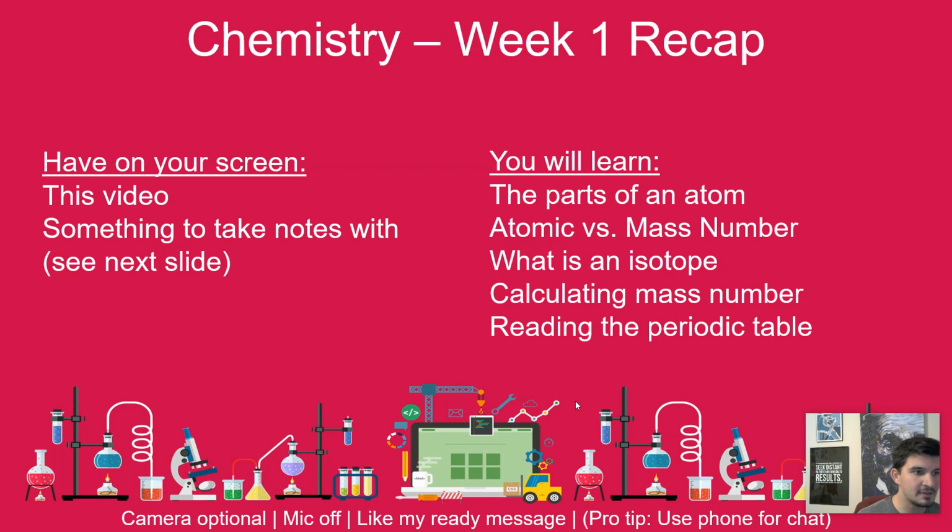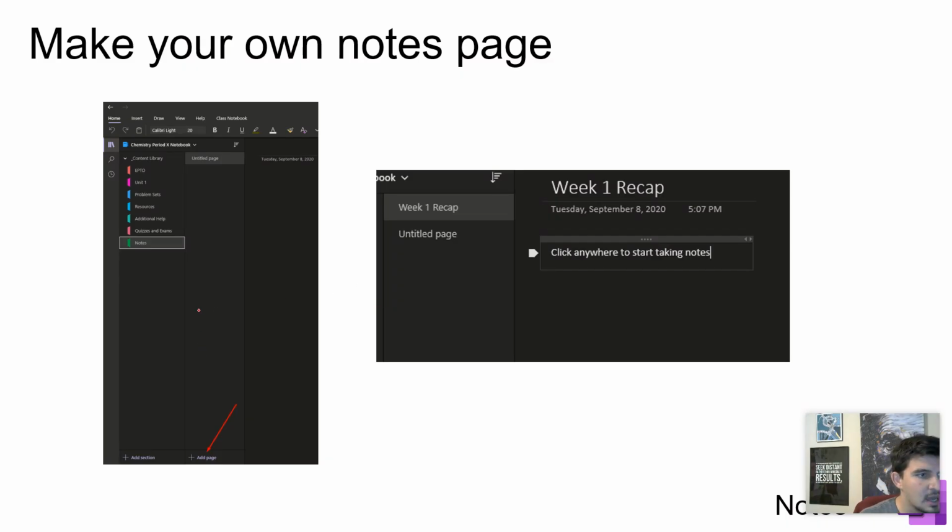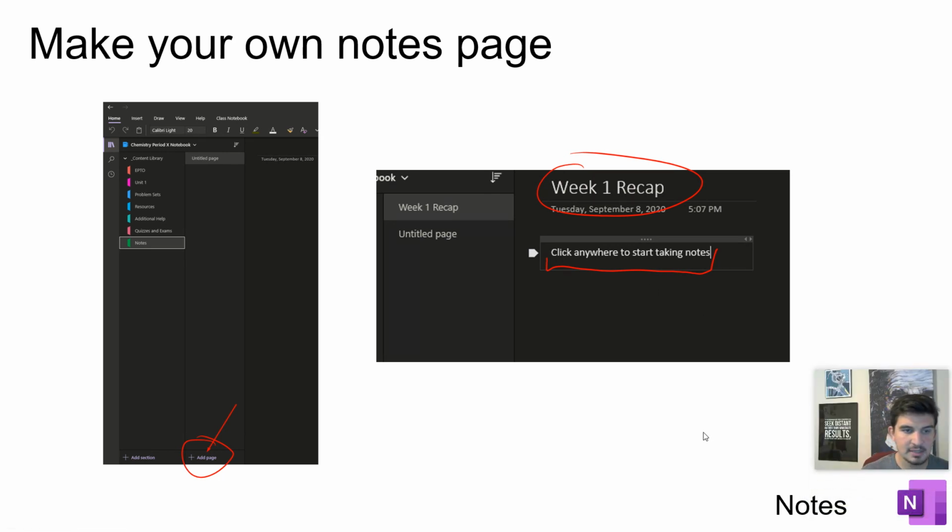You should definitely have this video on your screen because you're watching it right now, and you should have something to take notes with. If you want to take notes in your OneNote to keep everything organized, at the bottom there is a button that says Add Page. If you hit that button, you will get a new page which you can rename. I recommend renaming it to Week 1 Recap. And then you can click anywhere to start taking notes. You can draw, all of those things. So if you need to do that right now, go ahead and pause this video so that you can get your notes open.